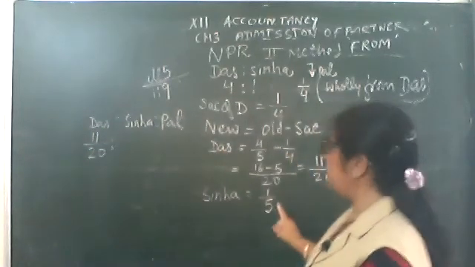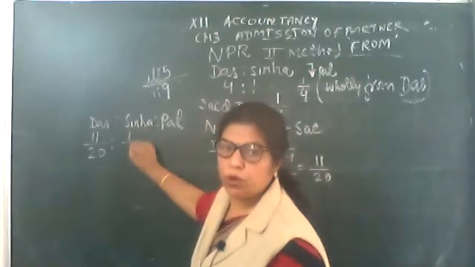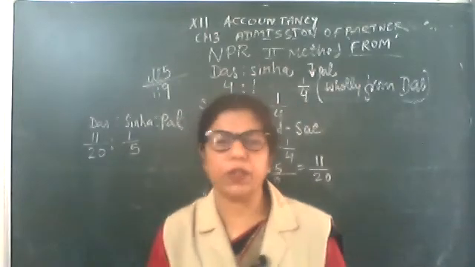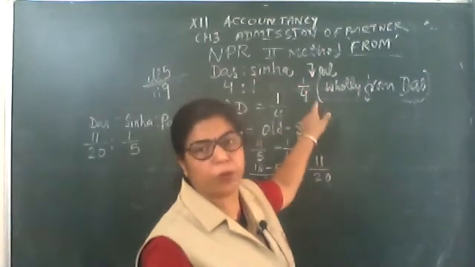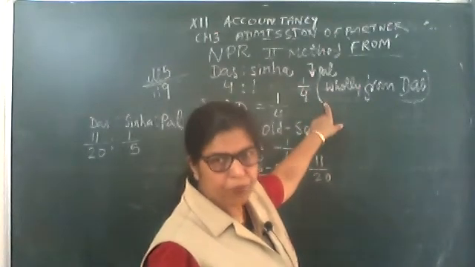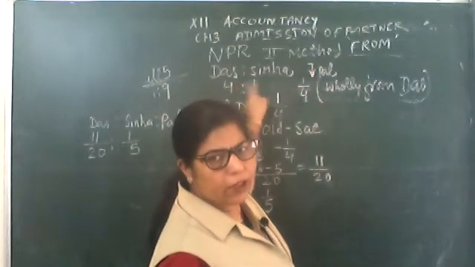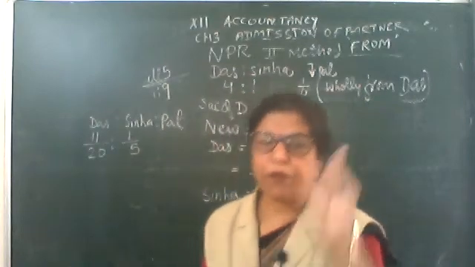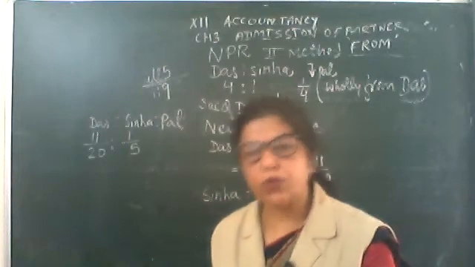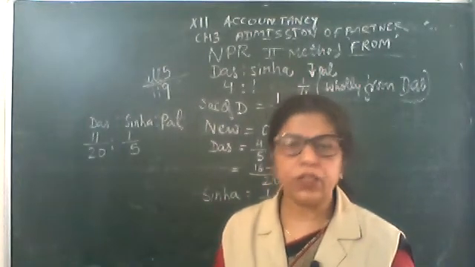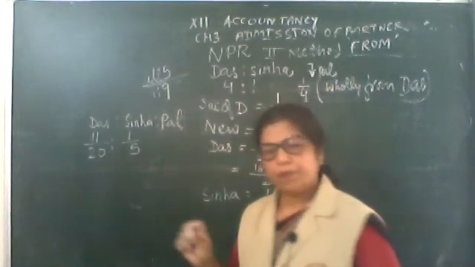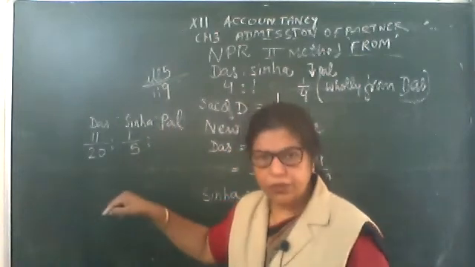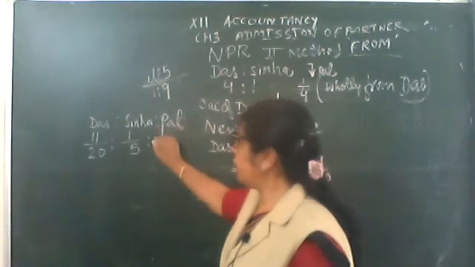Sinha's share is 1 by 5. No change. Why no change? Just now I told you he is not sacrificing in favor of the new partner, Pal. Only Das is sacrificing, wholly from Das. It means the whole profit is given by Das only. Sinha is not sacrificing, but for the new profit ratio we have to add the new partner also, and the new partner's share is 1 by 4.